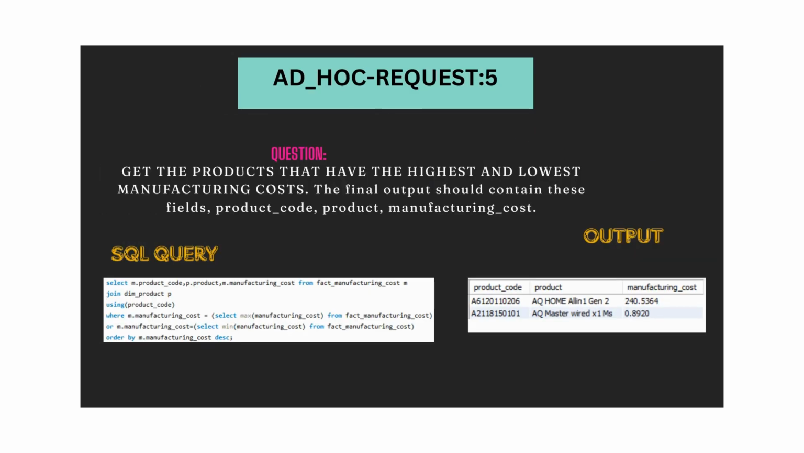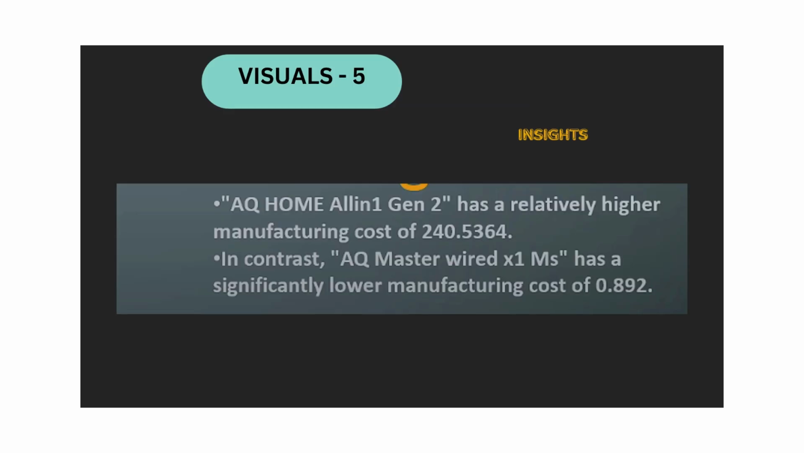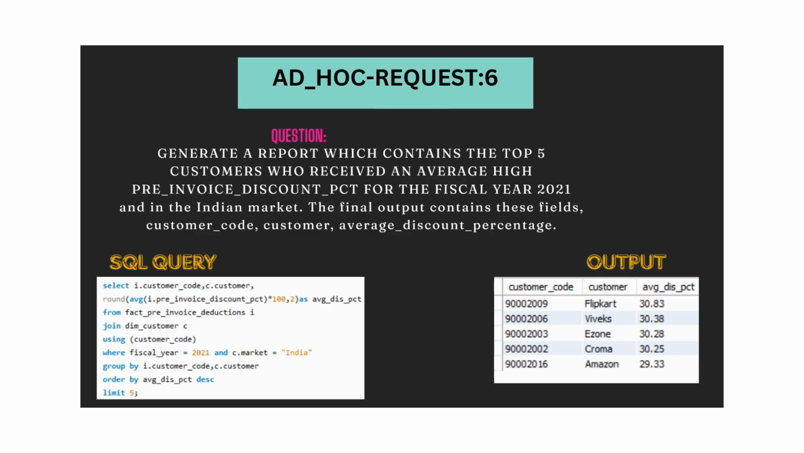And let's move to another question here. Let's get the product that have the highest and lowest manufacturing cost. The final output should contain these fields: product code, product, and manufacturing cost. So I have just used a join here, and then the output is like this. It's showing here: AQ Home Allin1 Gen 2 has a relatively higher manufacturing cost of 240.53, and in contrast, AQ Master Wired 1 MS has a significantly lower manufacturing cost of 0.892. You can see there.